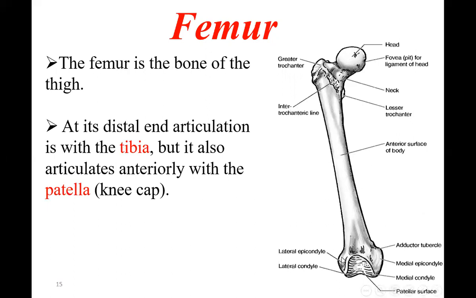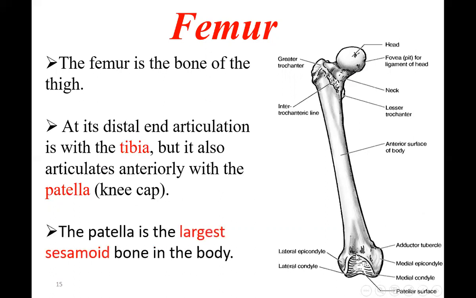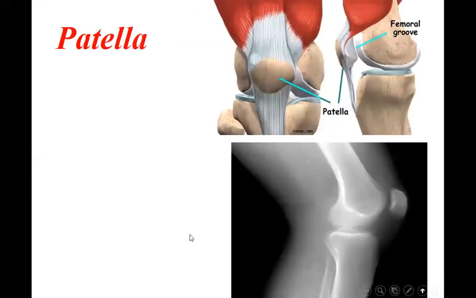And at the distal end, it articulates with the tibia of the leg, but it also articulates anteriorly with the patella. In the front, there is this bone called the patella. You see that. The patella is the largest small bone in the body. If you see here, this is called the patella.